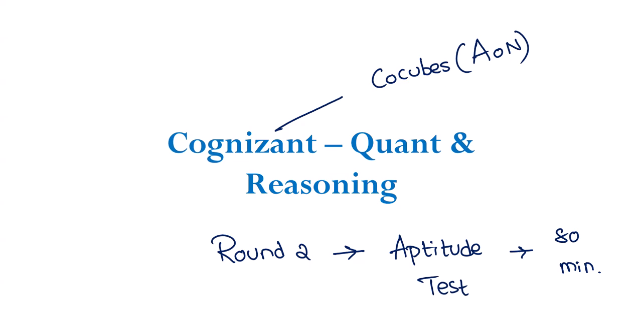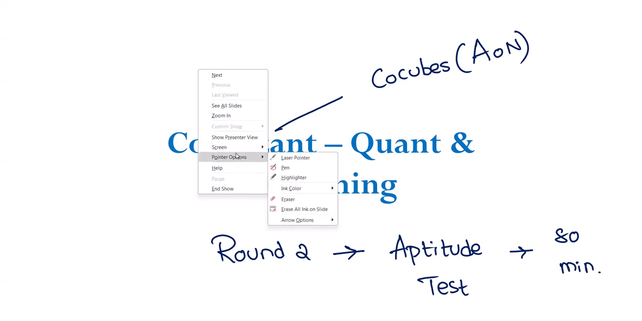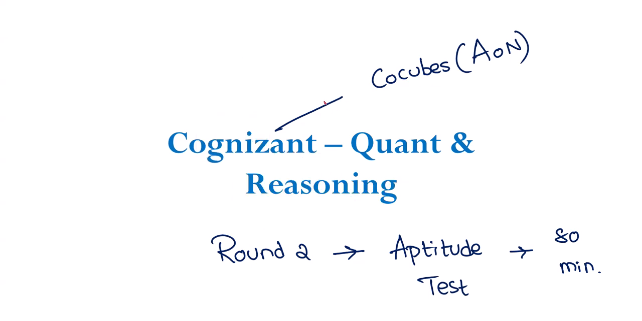But one surprise element in Cognizant in the reasoning part, as it is a CoCubes platform, is one topic called flowchart. Flowchart related stuff they'll ask. That's why we'll start with the flowchart related question only. That comes under reasoning, right? Blood relations as usual.